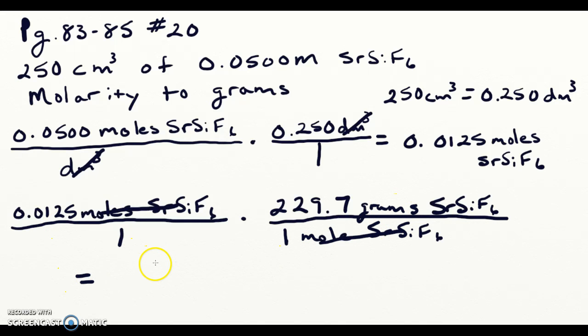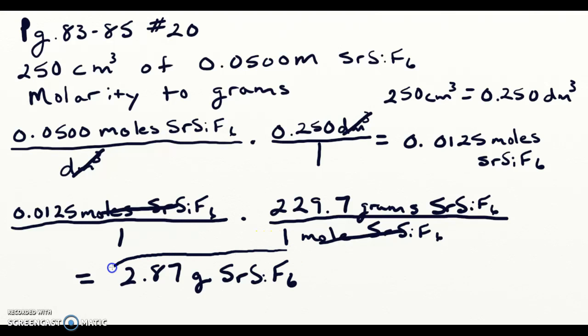And the answer should be 2.87 grams of this compound, strontium silicon fluoride. And there we have it, our answer. Remember, it depends on how you round, so your answer could be slightly different, but not by too much. You'll see a couple of variances. Just be very careful when you are rounding and using significant digits, and that should be it.